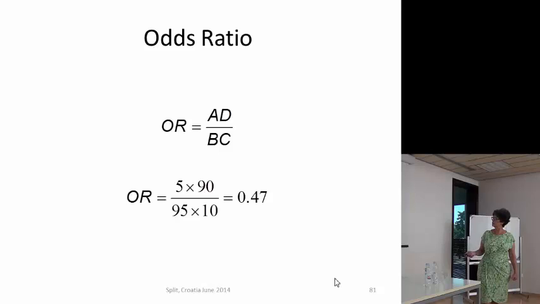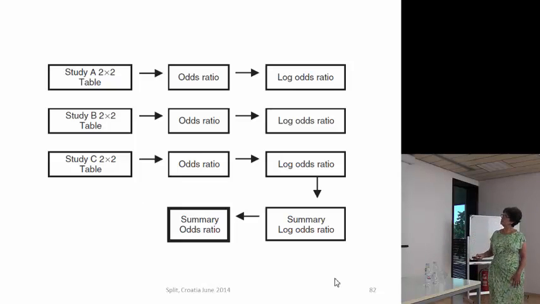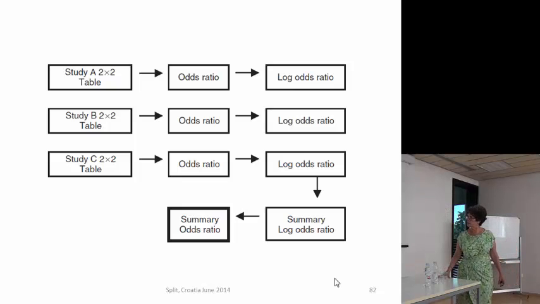The odds ratio of getting a headache, given that you were in the treated group, is 0.47, which means that you're far less likely to get the headache if you have the treatment. Again, whenever you see the word ratio, you should know that you have to put it into log form first, do the operation and the summary, and then convert it back into the odds ratio.